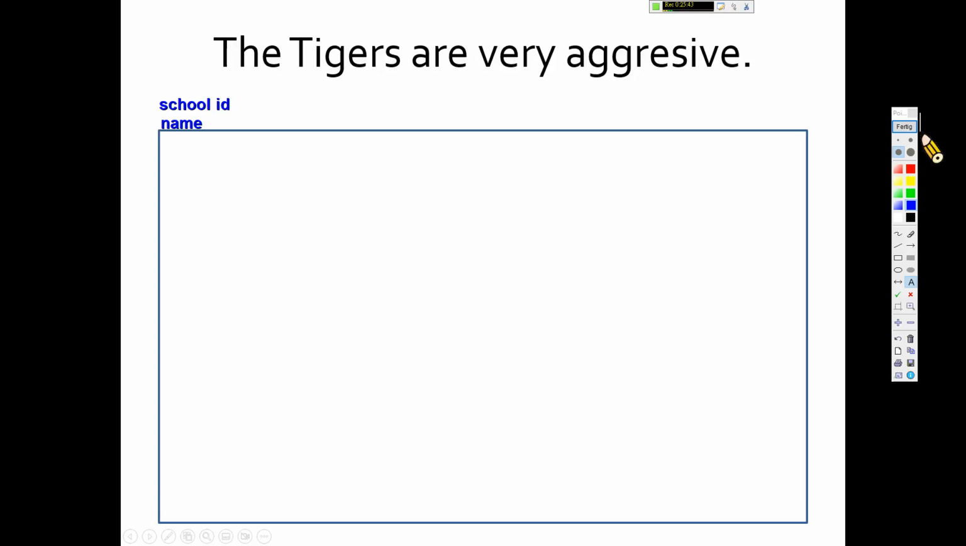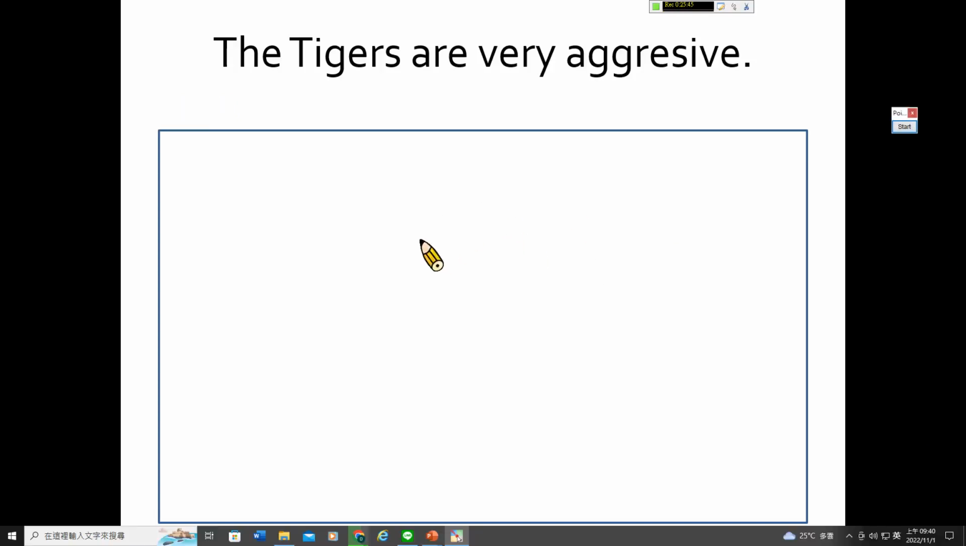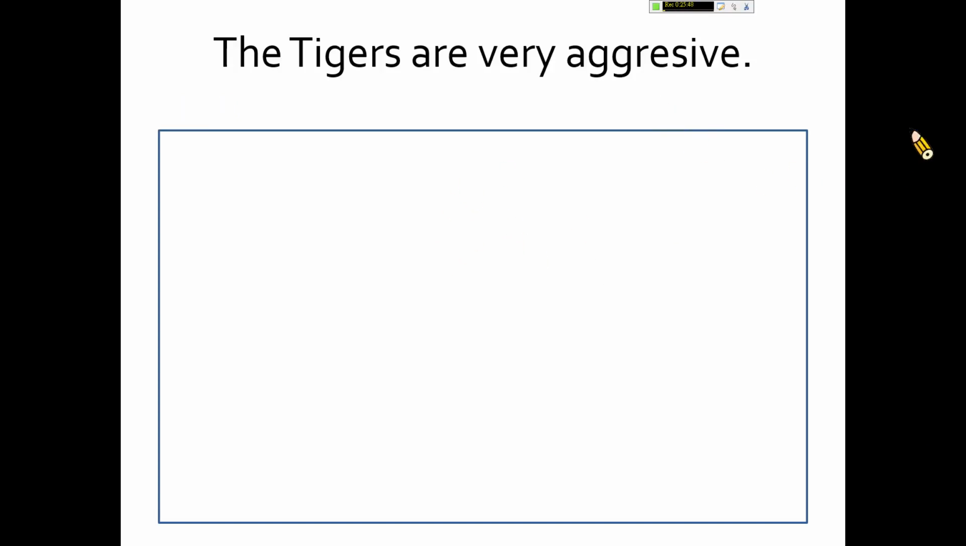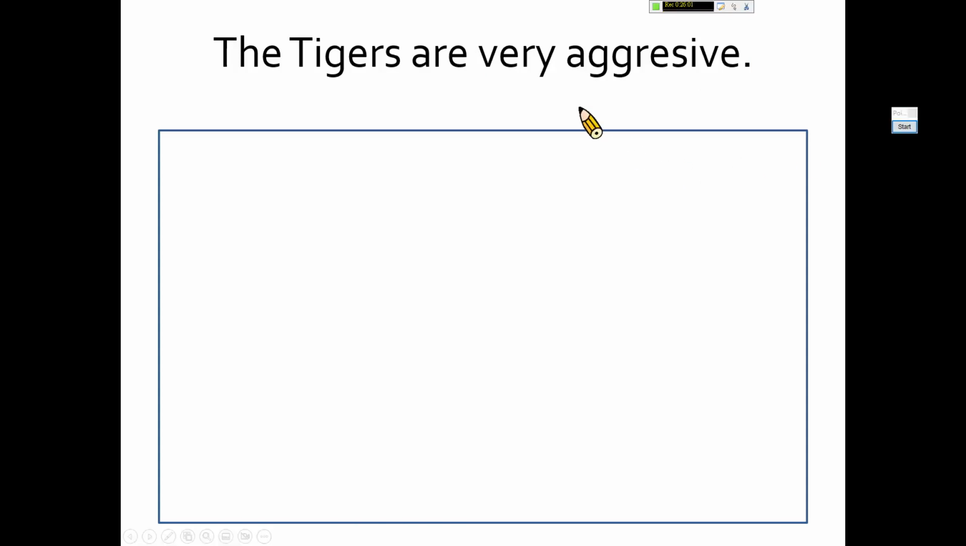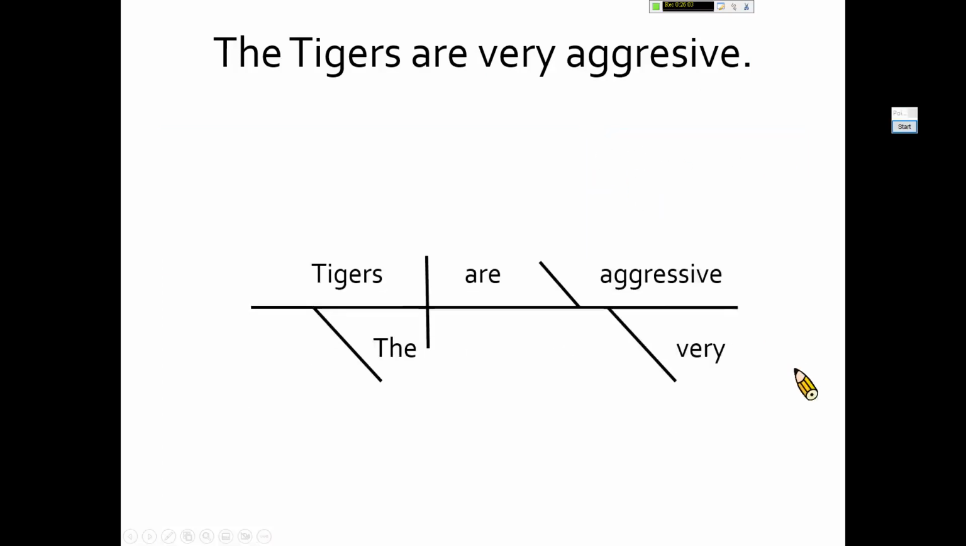Okay, so now let's see the answer for this one. The tigers are very aggressive. As you can see from here, we know tigers are aggressive, are the primary component we need to have, right? So let's see whether you are right or not. Let's take a look.